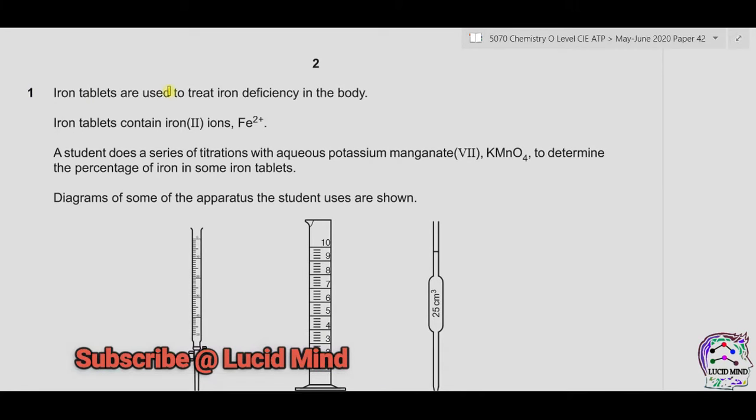Question 1. Iron tablets are used to treat iron deficiency in the body. Iron tablets contain iron 2 ions, which is Fe2+. A student does a series of titrations with aqueous potassium manganate to determine the percentage of iron in some iron tablets. Diagrams of some of the apparatus the student uses are shown. These are the apparatus diagrams.